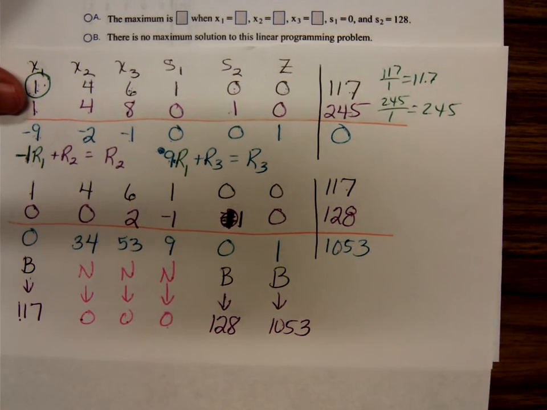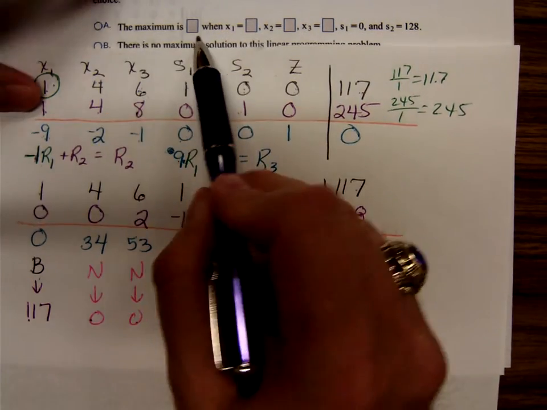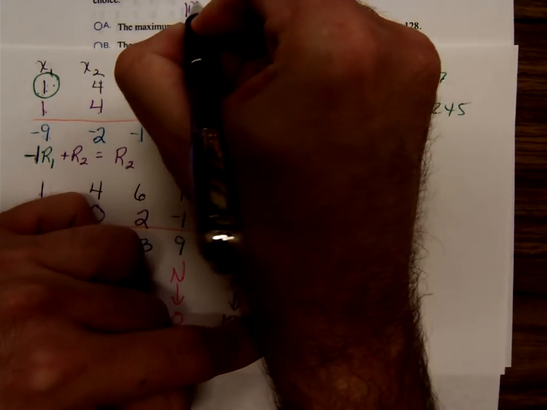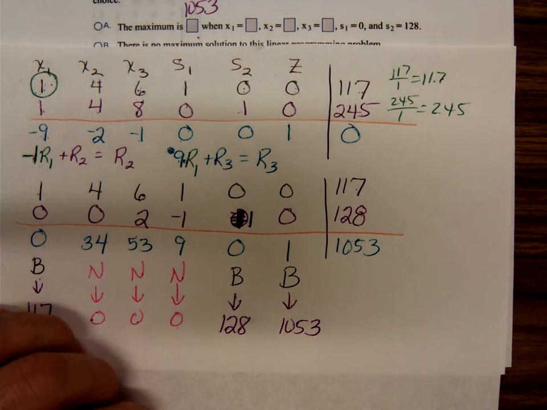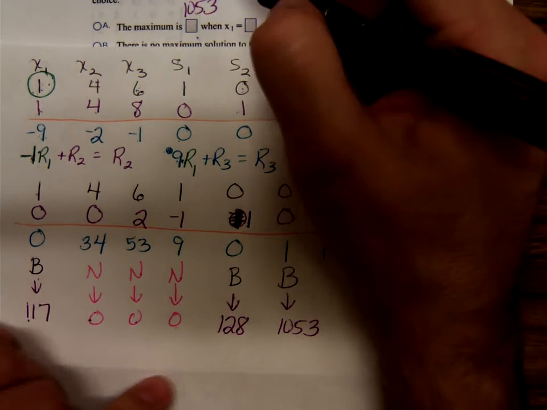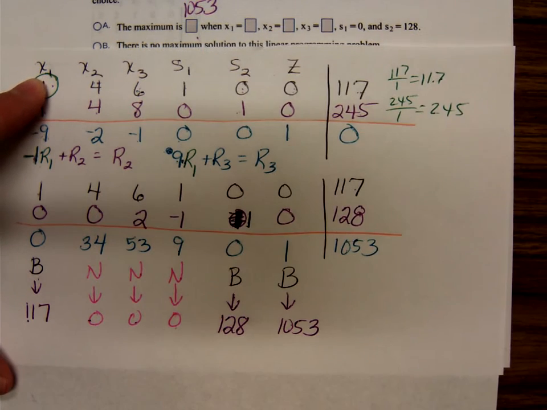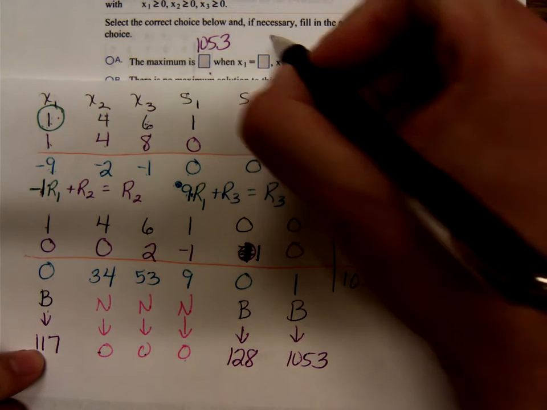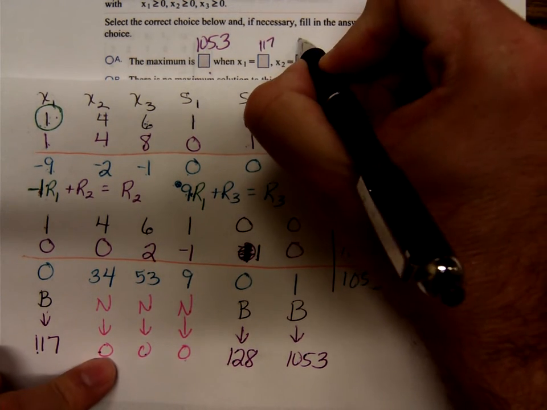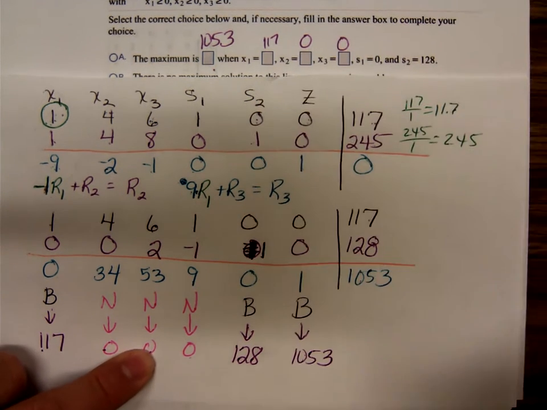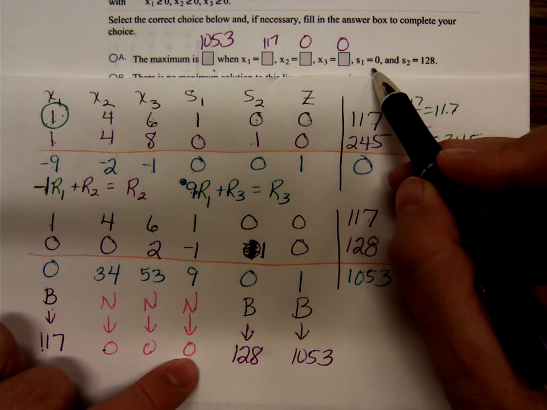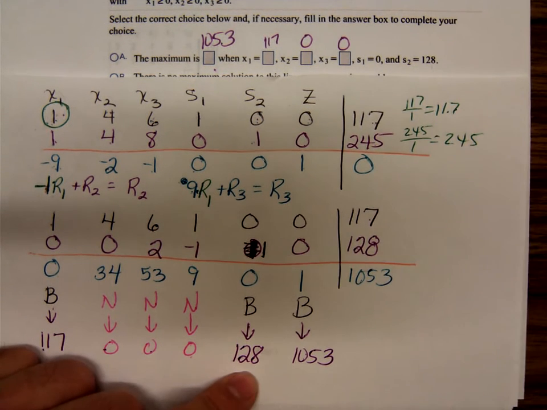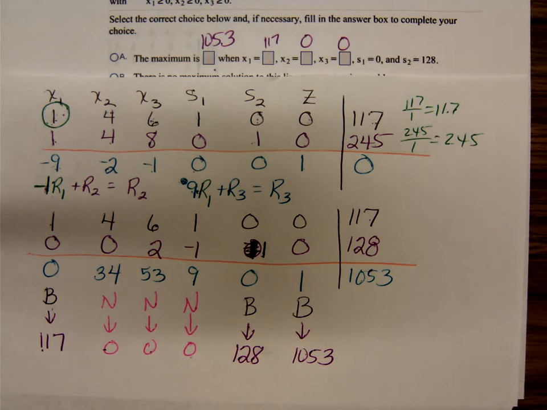Okay. Oh, we fill in. The maximum is 1053 when x1 is 117, x2 is 0, x3 is 0, then they tell you s1 is 0 and s2 is 128. Since we got those numbers right, we feel real confident that our answers are right, don't we? Okay. Any questions there?